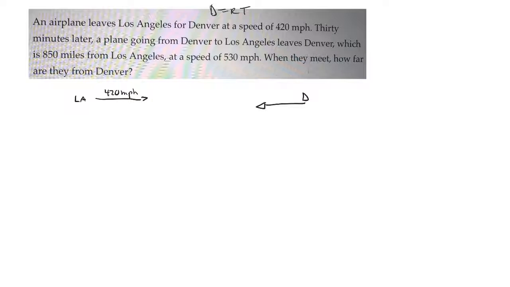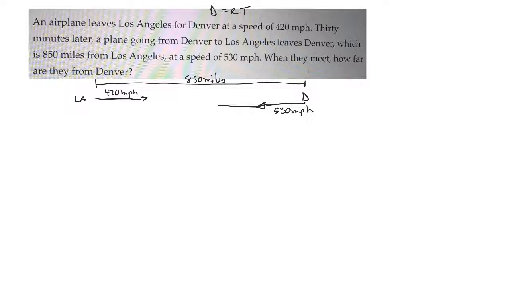The plane going from Denver to Los Angeles leaves Denver, which is 850 miles from Los Angeles. So from here all the way to Denver, 850 miles. Okay. And it's going 530 miles per hour. And they say when they meet, how far are they from Denver?